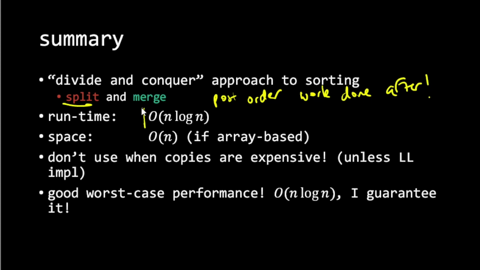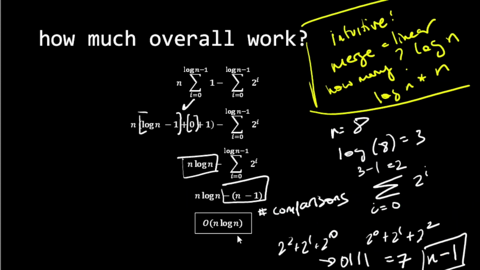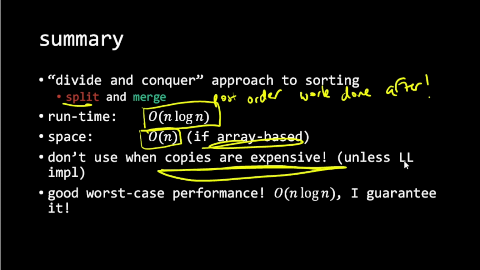The runtime is O of n log n. We saw that up here, where we did the pretty formal deduction. So this is the n log n runtime. And O of n space only if arrays are used, because you have those copies. We saw that you have a copy of length n at each step, right? So you really don't want to use merge sort when copies are expensive if you have the array-based implementation. If you have the linked list, then it's fine. But these copies get quite expensive if your keys are large.